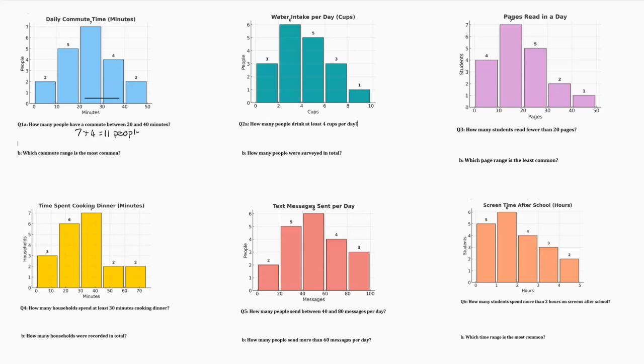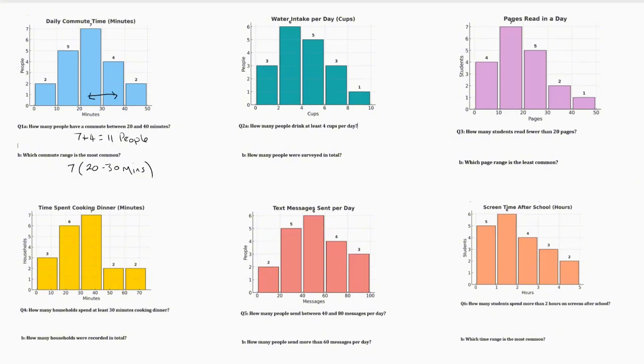How easy was that? Which commute range is the most common? So let's have a look. What's the most common? Well, it's going to be 7. So the most common is 7. And I normally put the bar width there, which is between 20 and 30 minutes. Let's go on to the next one.